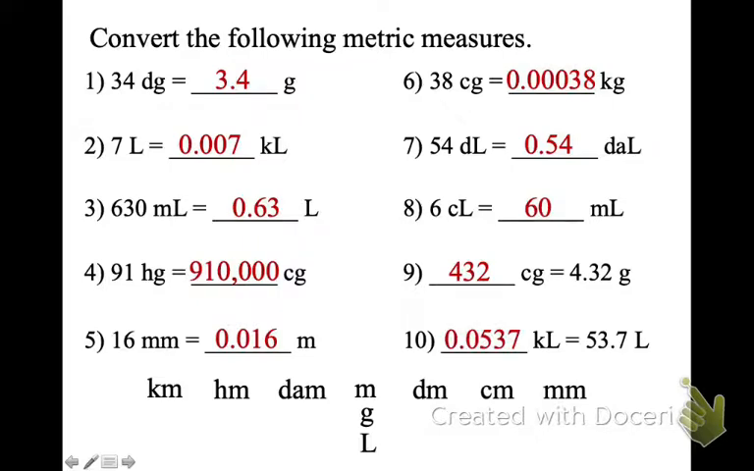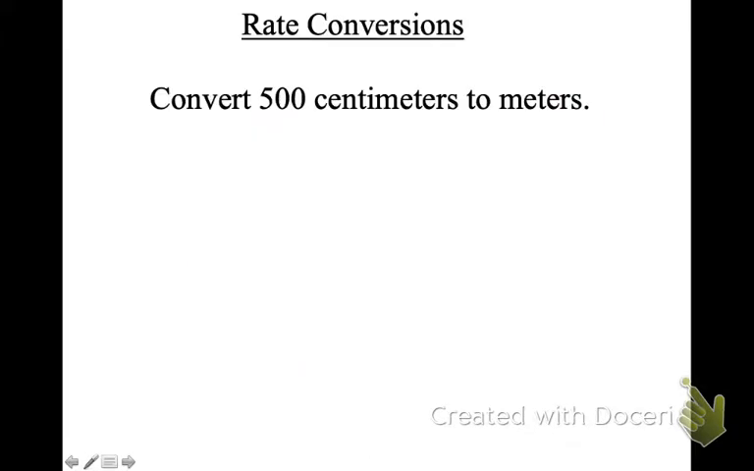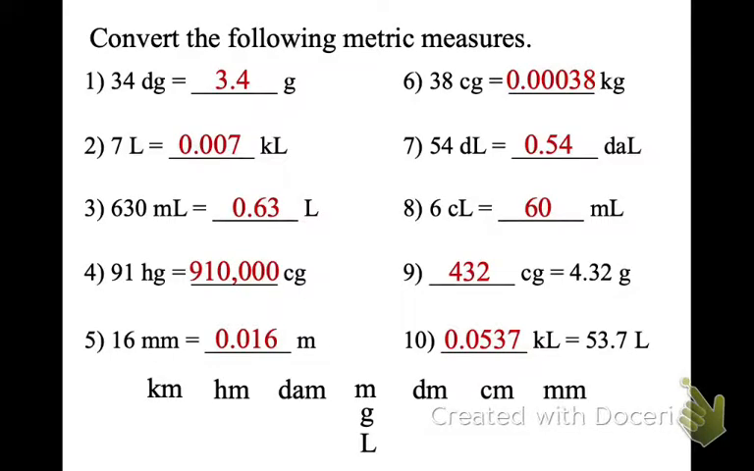And number 10 is tenths, hundredths, thousandths, 10,000ths. So we just say the number. 537 10,000ths kiloliters. All right. Doing the same thing. You can just do your King Henry died Monday drinking chocolate milk. So kilometers, hectometers, decameters, right?